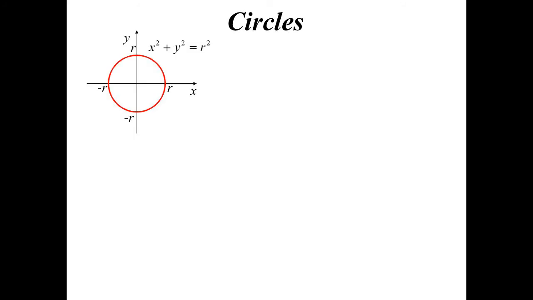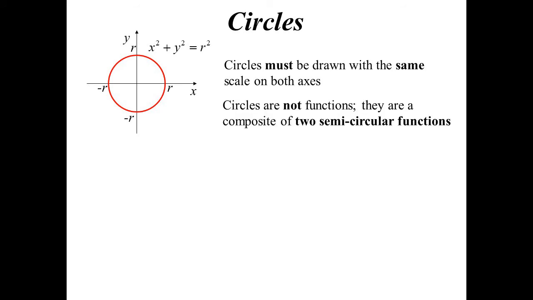Circles then. And you may recall a circle, x squared plus y squared equals the radius squared. Now this is the one where we have to make sure we've got the same scale on both axes, otherwise our circle's going to get distorted, if we want a perfect circle, like the one on the wall. Circles are not functions. They fail the vertical line test. They're actually made up of 2 semicircular functions. And so the top half is the positive square root, bottom half the negative square root.